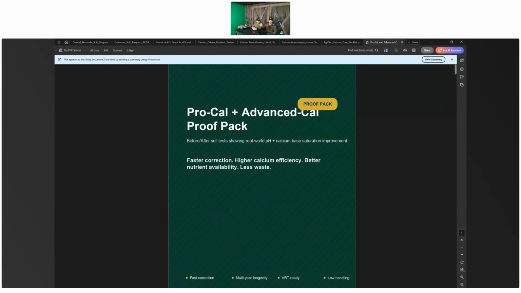So if you say, hey, this didn't work as well as I thought it would, or this didn't work at all for me, whether it's ProCal and Advanced Cal, fertilizer, a method, timing, whatever it might be, that's the most important feedback that we can get to not only make things right with you, but then to make things right in our system and our products and our approach, so that that feedback allows us to keep that from happening with other people in the future.